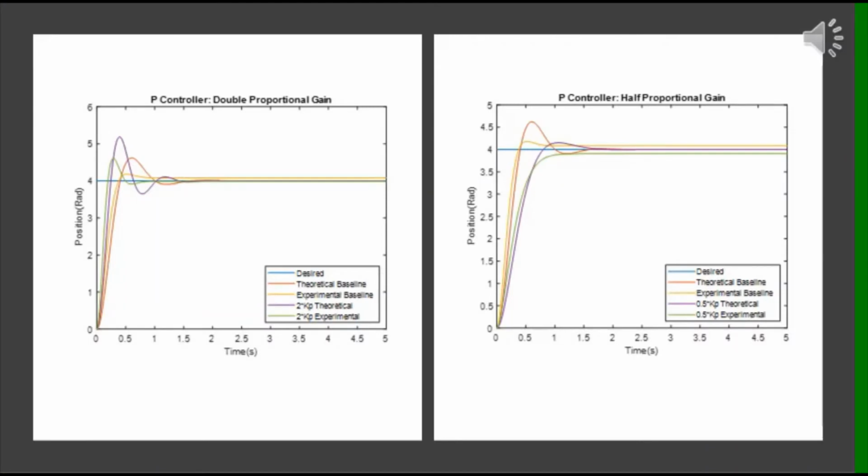Here, various values for the proportional gain were tested. On the left, the proportional gain was doubled. This led to a much quicker response and a very large overshoot. On the right, the proportional gain was halved. As you can see, the response was much slower and resulted in a lower overshoot.